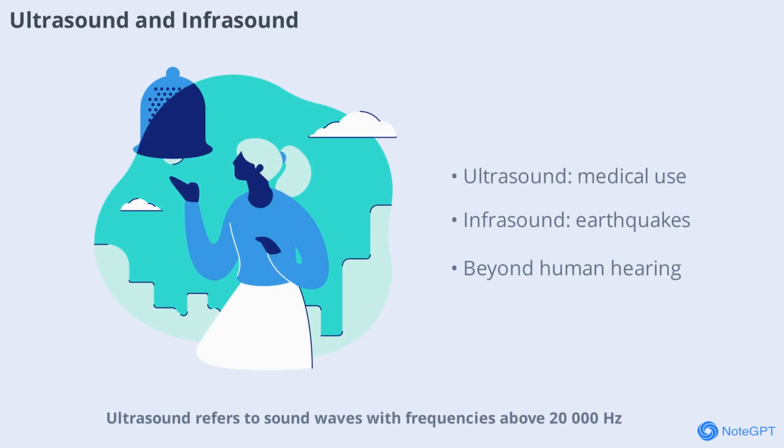Ultrasound refers to sound waves with frequencies above 20,000 Hz which are beyond human hearing. Infrasound refers to frequencies below 20 Hz. Both types of sound have important applications. Ultrasound is used in medical imaging and cleaning, while infrasound is used in studying earthquakes and animal communication. These sounds reveal the hidden world beyond our hearing.